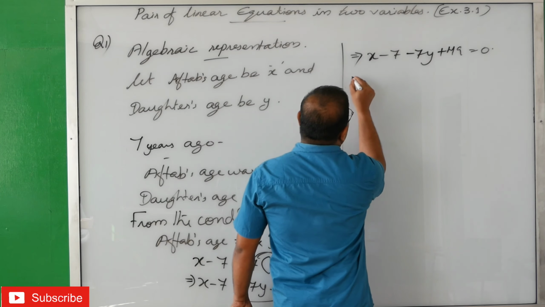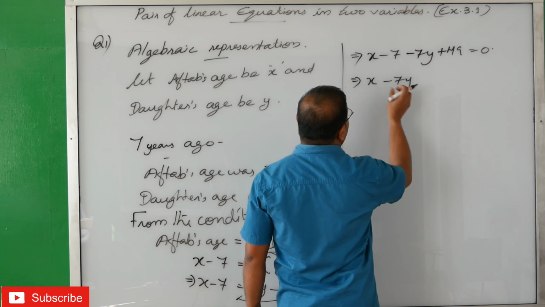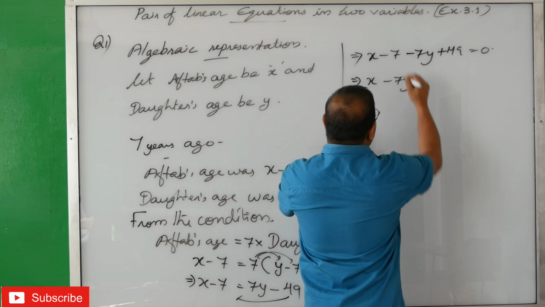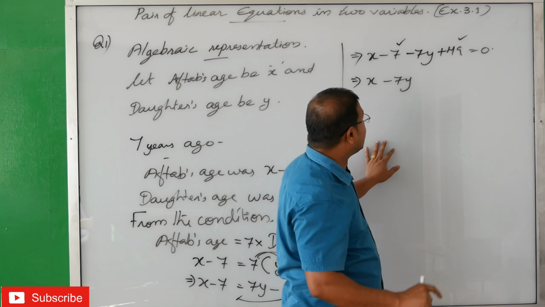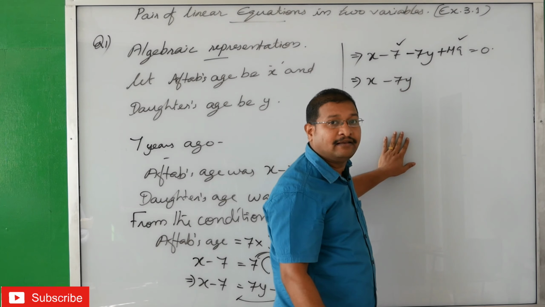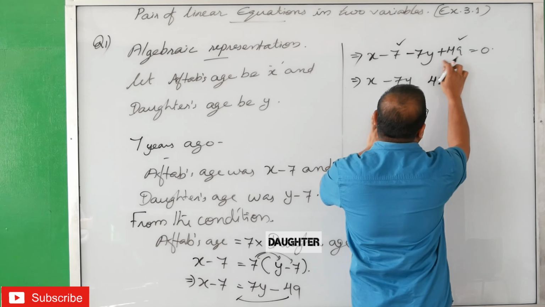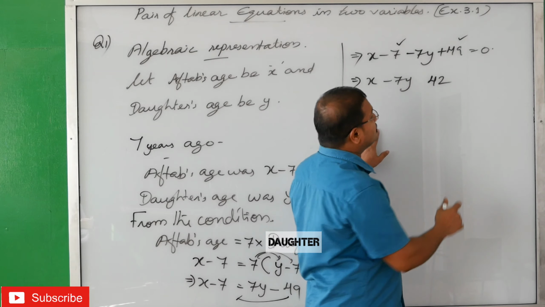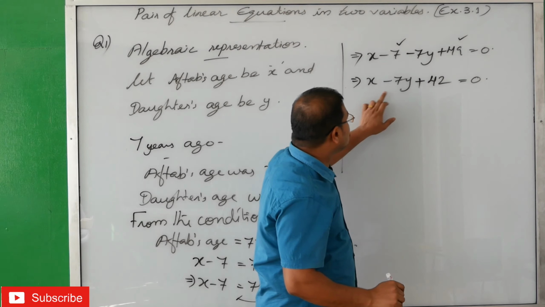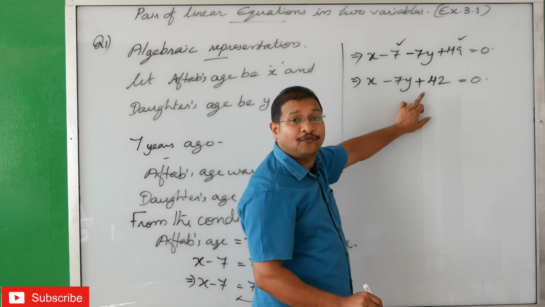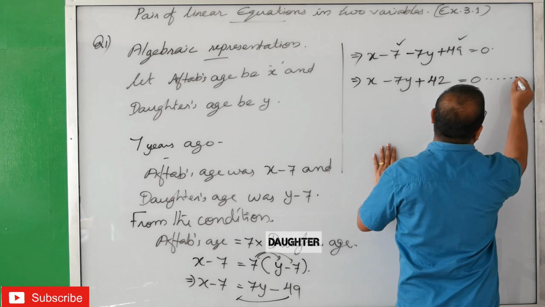Ready? This implies x minus 7y. I am writing 7y second. After that, minus 7 plus 49. Plus and minus, so minus. That means 49 minus 7, 42, isn't it? So we'll get 42. But we know that the bigger number is plus, so the answer is plus. Equals 0. So we got it now. x minus 7y plus 42 equal to 0. That is equation number 1.